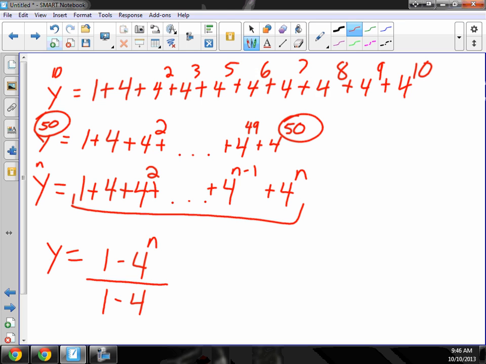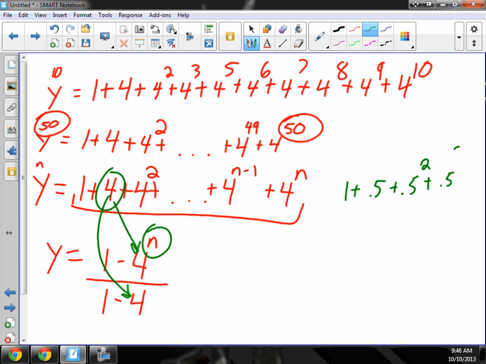So what you do is you put this number here and here, and then you put the n value right there. So if my equation was 1 plus 0.5 plus 0.5 squared plus 0.5 to the third, dot, dot, dot, then the formula would be 1 minus 0.5 to the n over 1 minus 0.5. And all you have to do is plug in n, and it will give you the total for any year. Okay? All right. Should be ready to hand that one in.